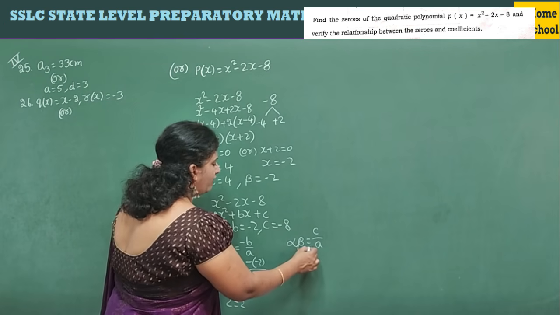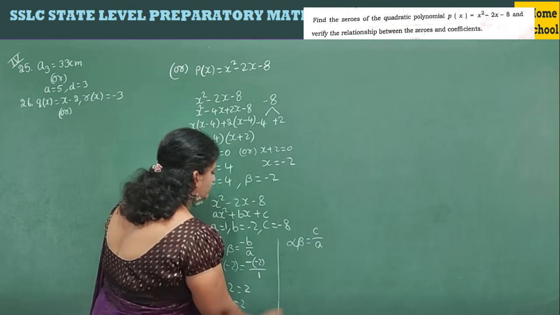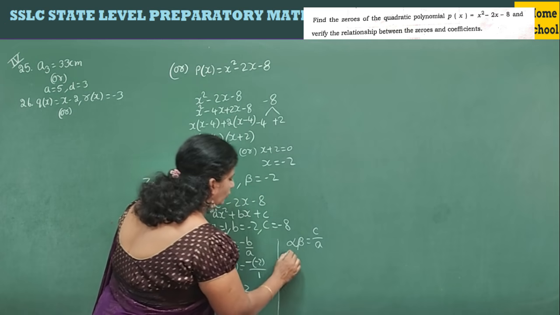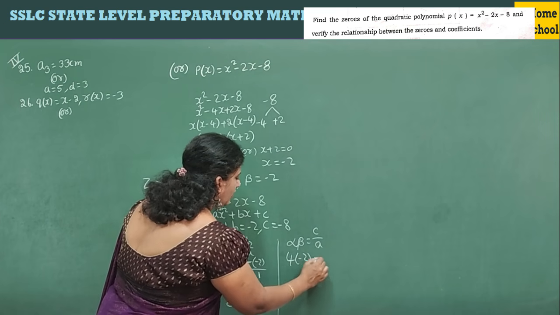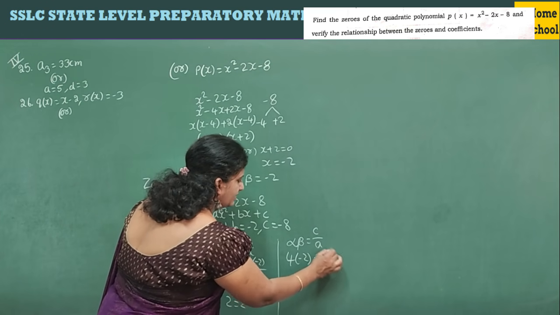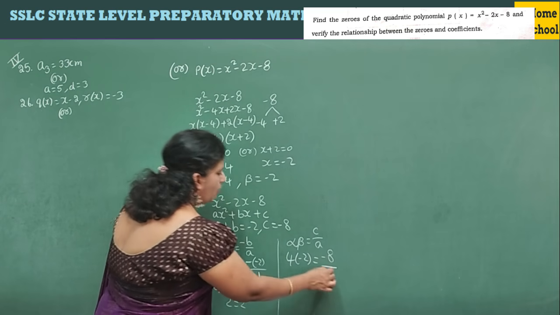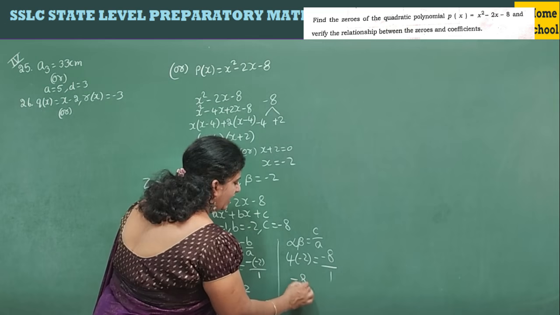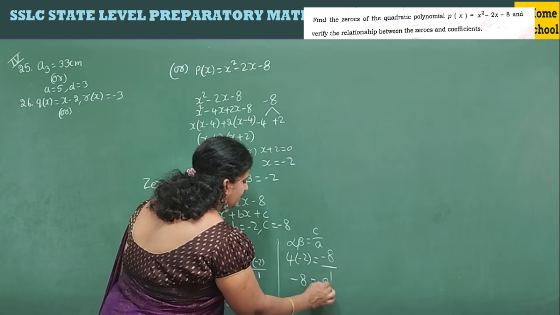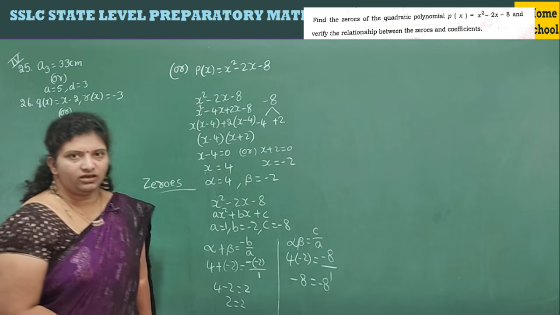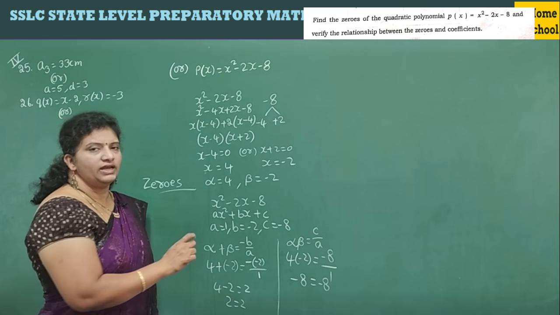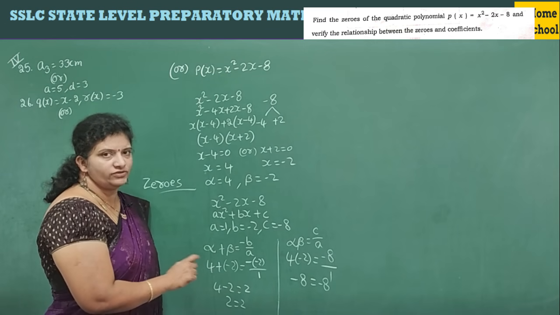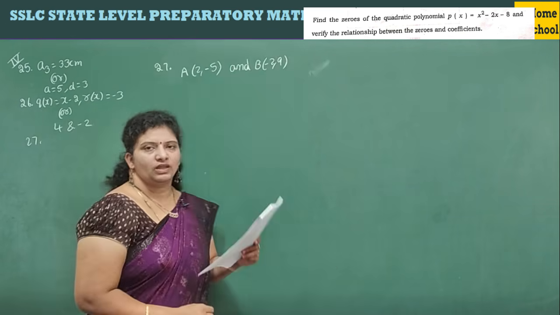And again alpha beta product of the zeros 4 into minus 2. And here c value is minus 8. A value is 1. Plus into minus, minus 4 2s are 8. And here minus 8 by 1 is minus 8. Therefore, the relation between the zeros and the coefficients are verified.